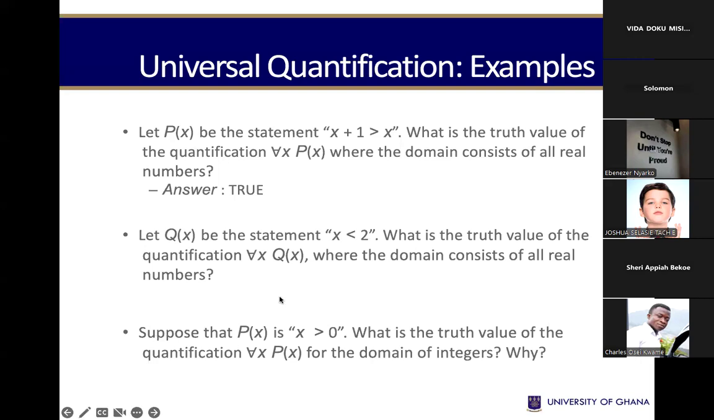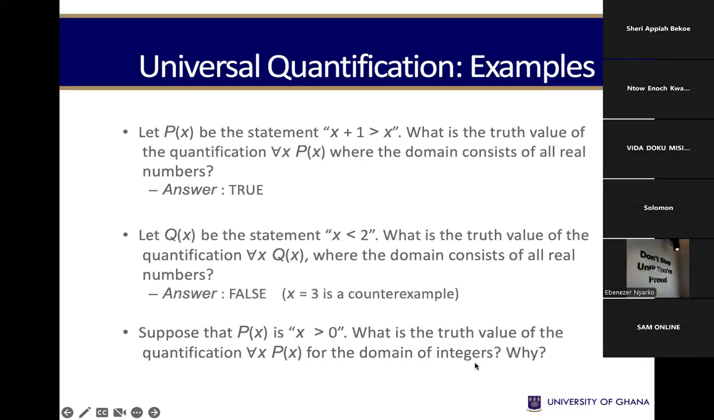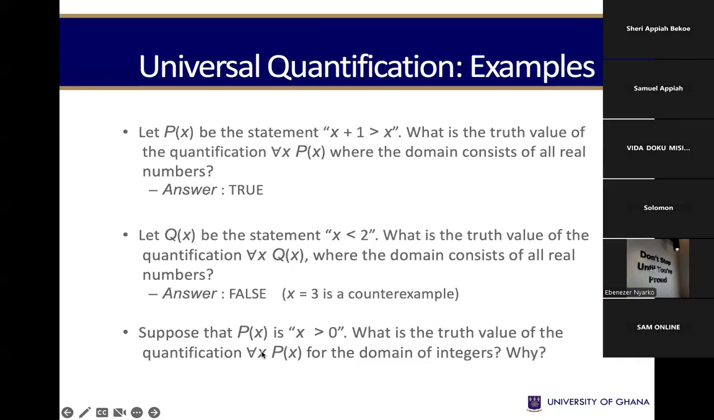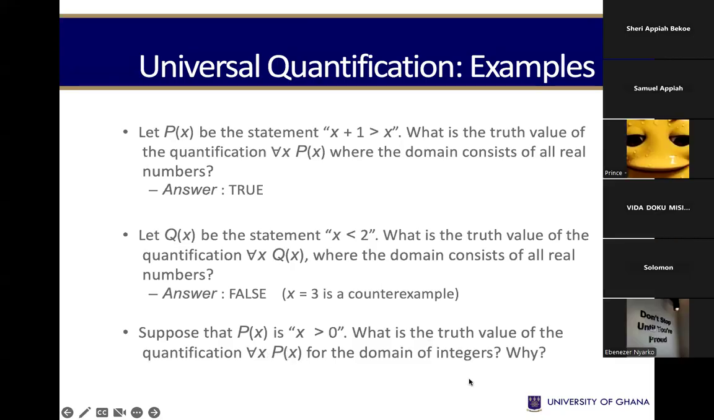Now, the third one. Suppose that P(x) is x is greater than 0. What is the true value of the quantification for all x P(x) for the domain of integers? Let me see which hand is up. Okay, so when the x values are negative integers, you're going to have the statement be false.